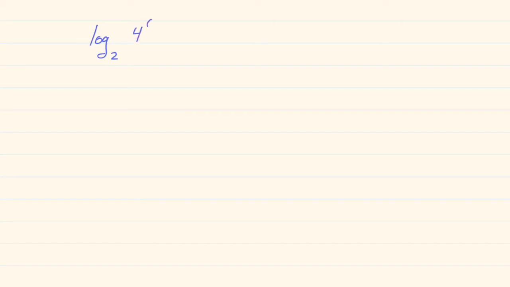Say you've got log base 2 of 4 to the power of 6. I don't want to figure out what 4 to the power of 6 is, so I can just roll this down and work it out. This is the same as 6 times log base 2 of 4. Log base 2 of 4 is just 2, so this is 6 times 2, which is 12. So there's a nice little use of rolling the exponent down.